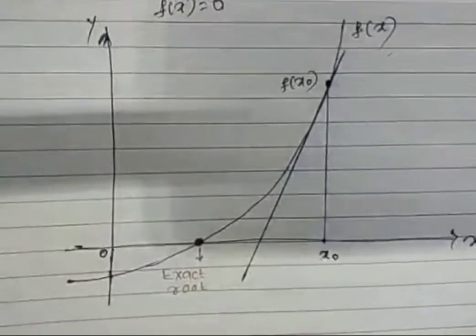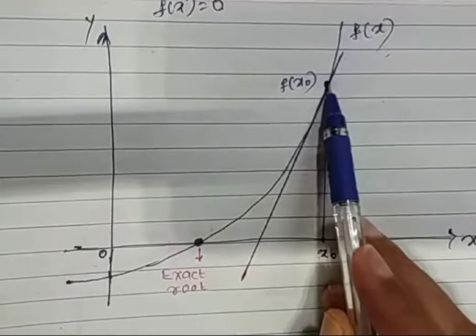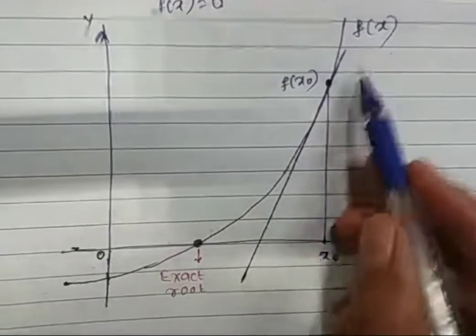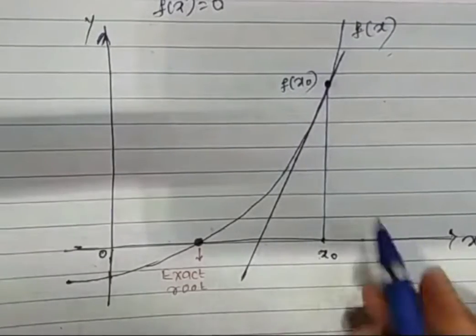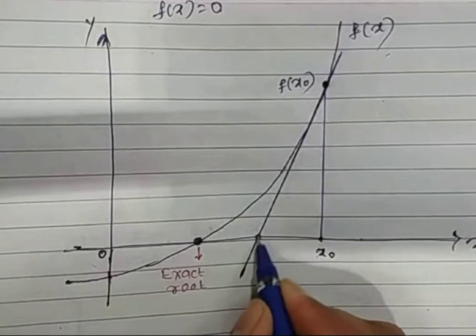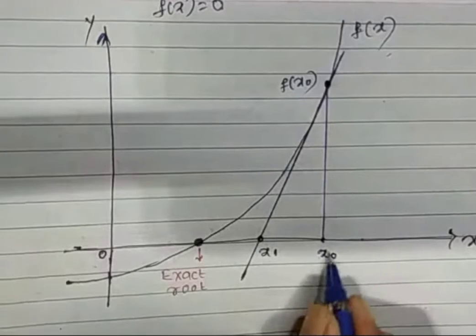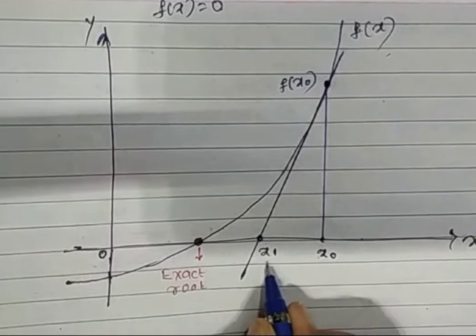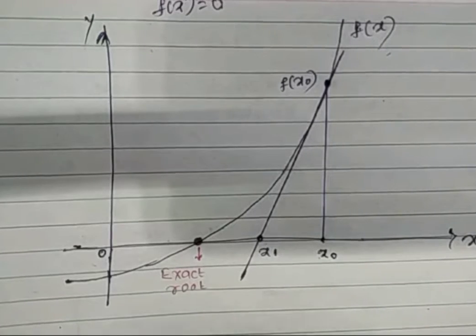When we draw a tangent line from this particular f of x naught, this particular point, then again we can observe that this tangent also cuts the x-axis. This tangent line again cuts the x-axis at this particular point. Now call this point x1, because x naught we have already considered.